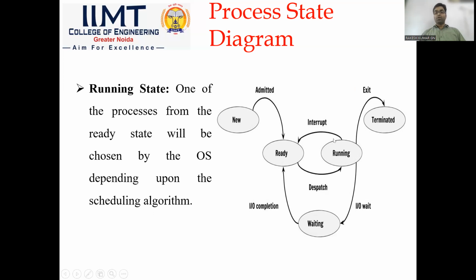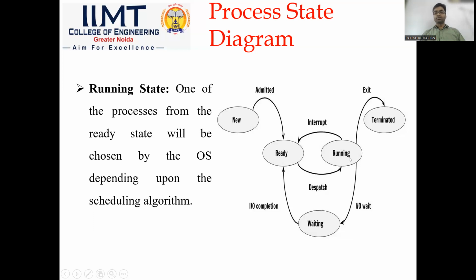Now, what about the interrupt? Suppose a process is in the running state, and any process in the ready queue has a higher priority than the current one. Then the running process is interrupted and moves from the running state to the ready queue, and the process that has higher priority moves to the running state and directly executes.